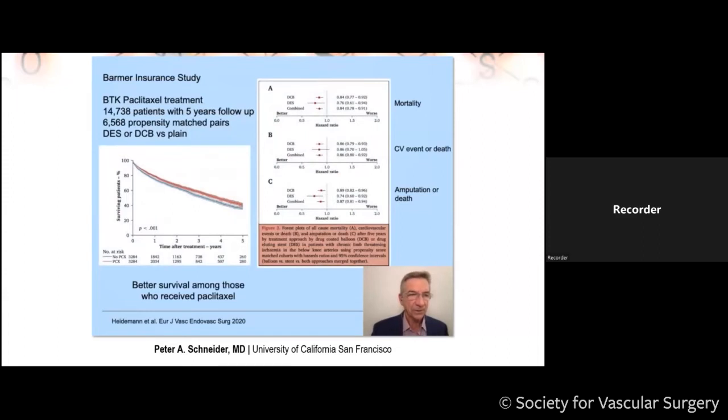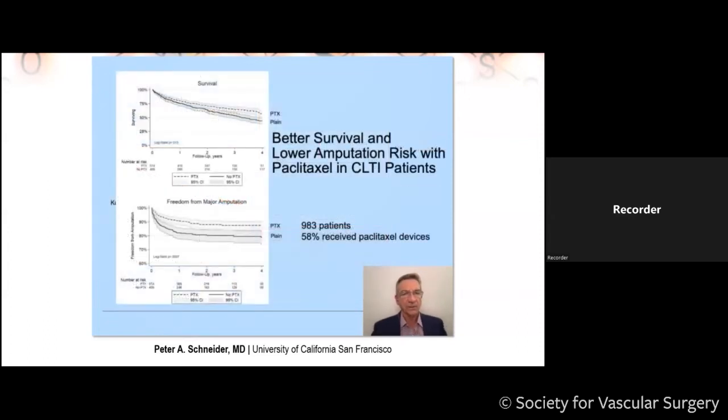Now, this is an interesting study from the Barmer Insurance database, and it's helpful because it isolates it to patients who had BTK treatments only. And this demonstrated actually slightly better survival in patients who received paclitaxel. And it also looked at mortality separately, cardiovascular event or death, and amputation or death, showing no evidence of increased risk for paclitaxel.